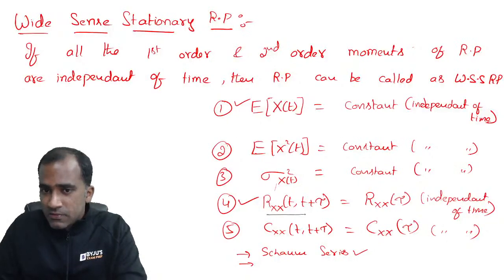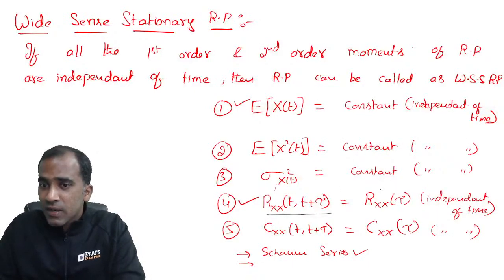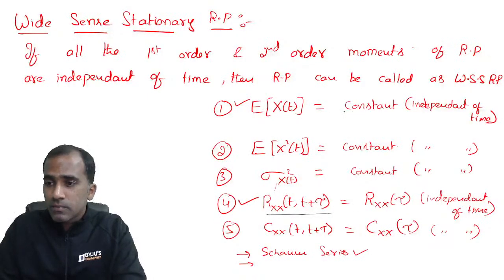So when I'm writing in this format, I'm not saying that it is a function of only time or tau. When I'm saying this is equal to this, I'm trying to signify that t is vanishing, which means it is independent of time. Whenever I write like this, it means t can be removed. So we can say we're talking about a wide sense stationary random process. Only this relation is not sufficient to conclude wide sense stationarity. This also should happen. Only by looking at this, if you say wide sense stationarity, that is not a correct answer. So this and this both should be satisfied.